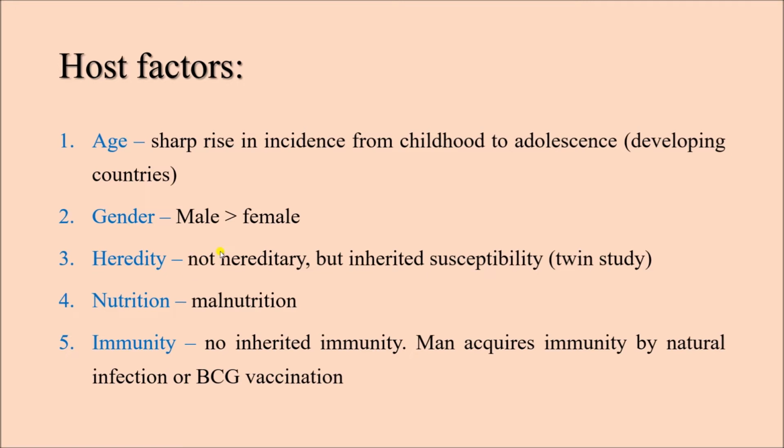It is not a hereditary disease, but twin study has revealed there is some inherited susceptibility. Nutrition is very important. A malnourished person or a malnourished child having compromised immunity or suppressed immunity can be very susceptible to develop the disease. There is no inherited immunity. Man acquires immunity either by natural infection, that means he suffers from tuberculosis, or by BCG vaccination. So this BCG vaccination is given to a child. The details of BCG vaccination will be discussed in future video.